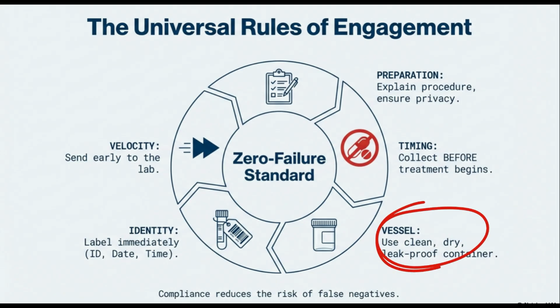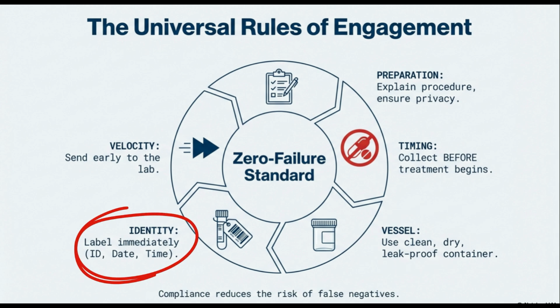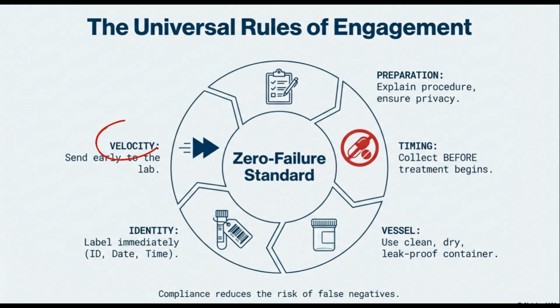Then comes the vessel. The sample has to go into a clean, dry, and totally leak-proof container. Fourth is identity. Label that container right away with the patient's ID, the date, and the time of collection. An unlabeled sample is a useless sample. And finally, velocity. Get that sample to the lab as fast as you possibly can. Following all 5 of these rules drastically cuts down the risk of getting a false negative.